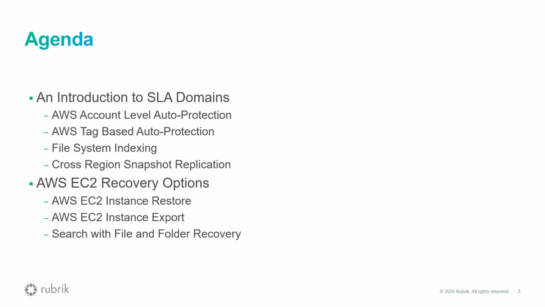All right, well, today we went through an introduction to the SLA domains, including AWS account and tag-based auto protection, file system indexing, replication, etc. And we covered different options for recovering an EC2 instance, including restoration, exporting, and searching with file and folder recovery.